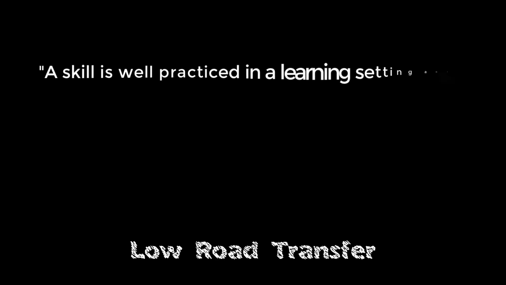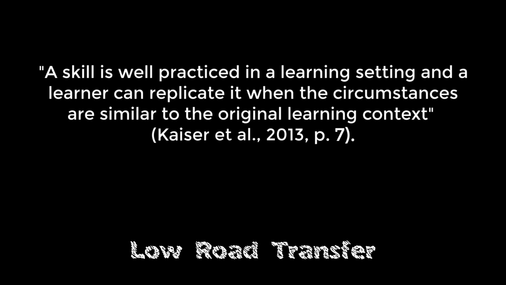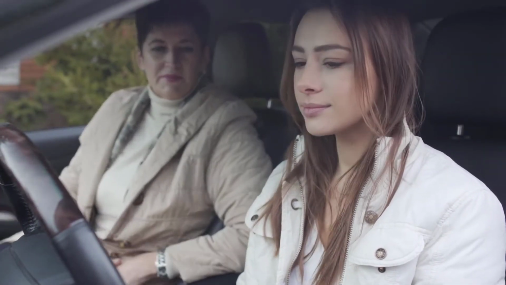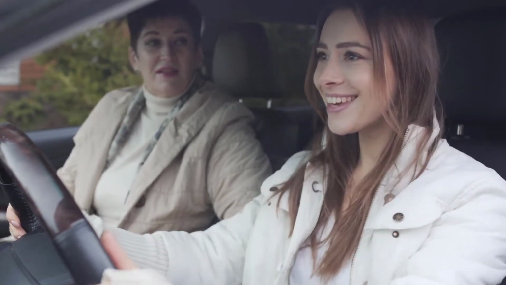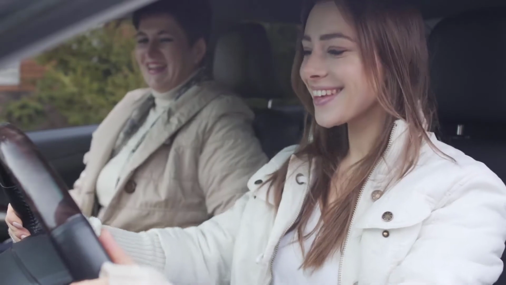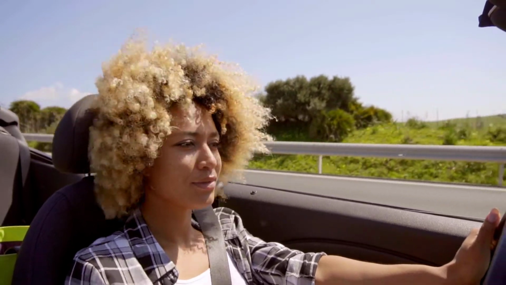Low road transfer is described when a skill is well practiced in a learning setting and a learner can replicate it when the circumstances are similar to the original learning context. Using driving as the example, we get our learner's permit and we learn how to navigate the streets, follow traffic laws, and generally drive the car. So when we go out on a road without our instructor or parent sitting in the passenger seat and drive off to college, we know how to drive the vehicle safely following the rules.